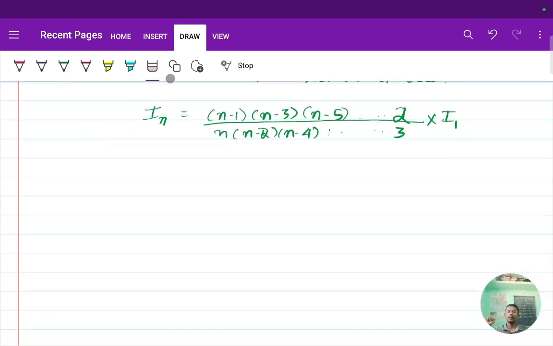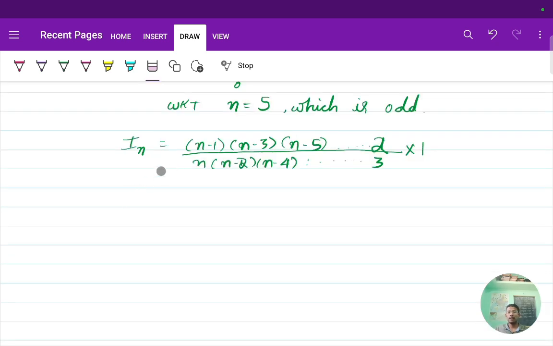What is the value of I1? We did it in the reduction formula. The reduction formula was 0 to pi by 2 sine power nx dx. That is, the value of I1 is 1, right? The value of I1 is 1. Let us write it neatly. 1. We know that n is equal to 5, right? So let us apply here.